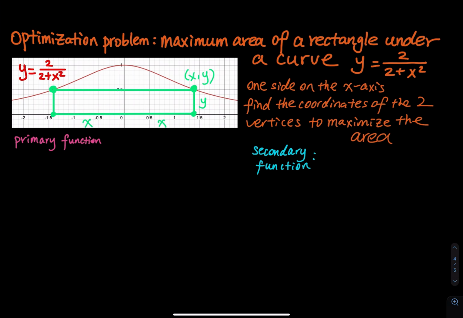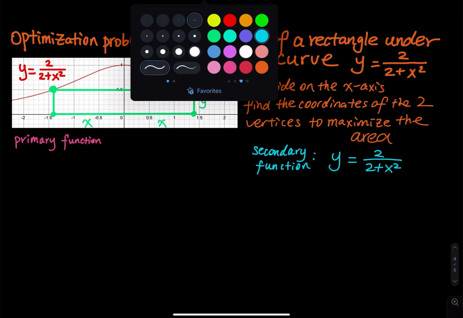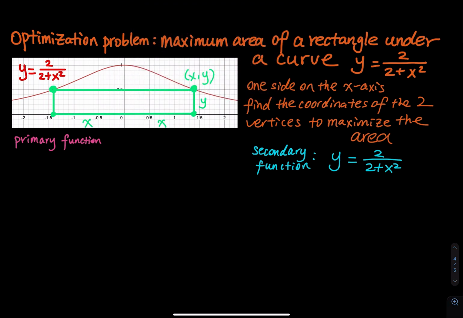So the primary function will be 2x times y, and then what about the secondary? The secondary is what is given. So in the secondary, we know that y equals 2 divided by 2 plus x squared. There is nothing to rewrite. It is what it is. So that is the secondary. The secondary function is what is given, and the primary is the area. So what is the area of this rectangle? The area is equal to 2x times y. Okay, so we have area equals 2x times y.